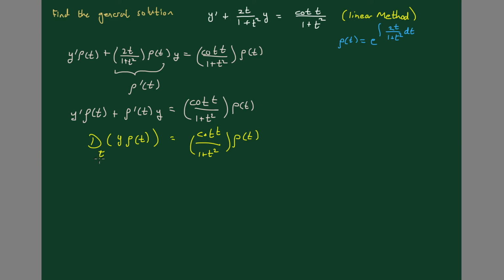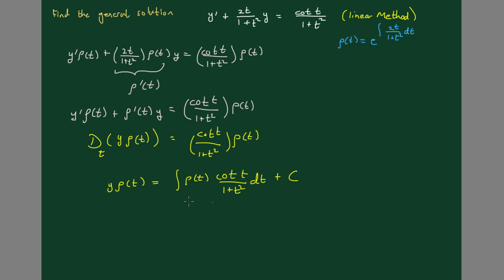And if we integrate both sides with respect to t, we have y times rho of t is equal to the integral of rho of t times cotangent of t divided by 1 plus t squared dt. And of course, let's put our plus c, our constant, on the right-hand side. So we can solve for y, which is really the solution to this differential equation.